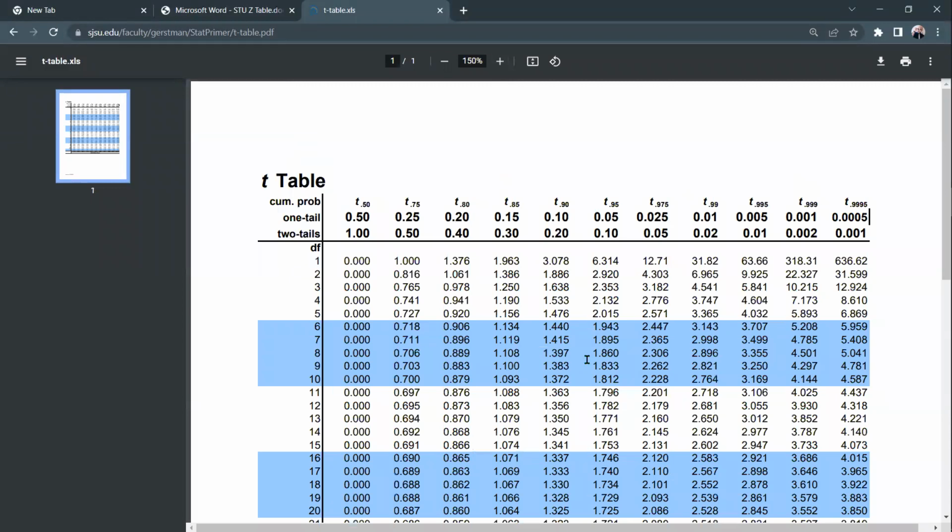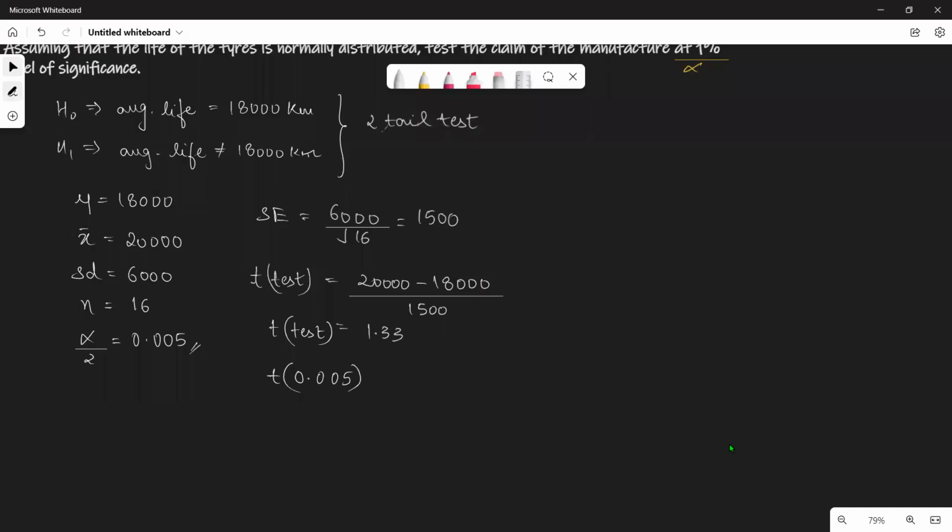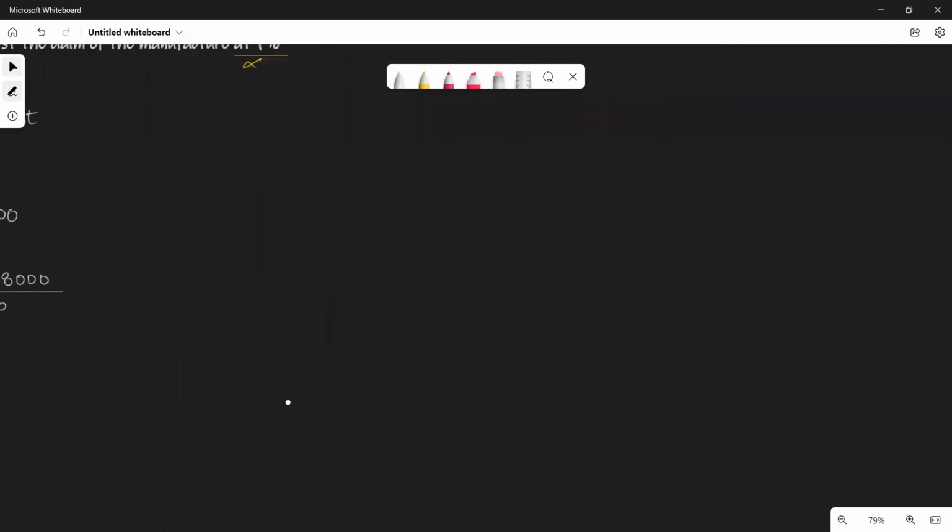Here, one more new concept will come to your notice before I show you the table. There is something called degree of freedom. How do you read a t table? That is something which you will understand right now. In case of Z table, it was very simple. In case of t table also, it's simple.